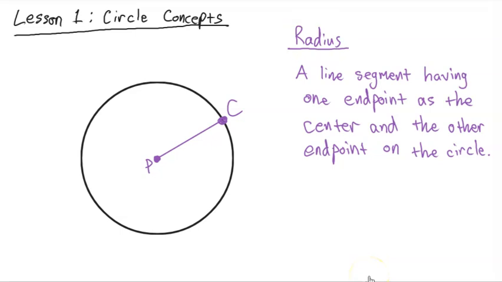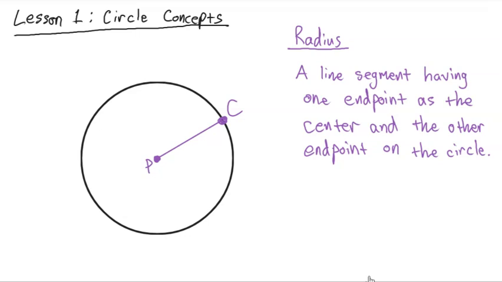A radius is a line segment, okay, so it doesn't go on forever. It has endpoints, and one of its endpoints is the center of the circle, and then the other endpoint is on the circle, okay? So here you can see the center of the circle is point P, and that's actually how we name a circle, by whatever the name of the point at the center is. So we would call this circle P.